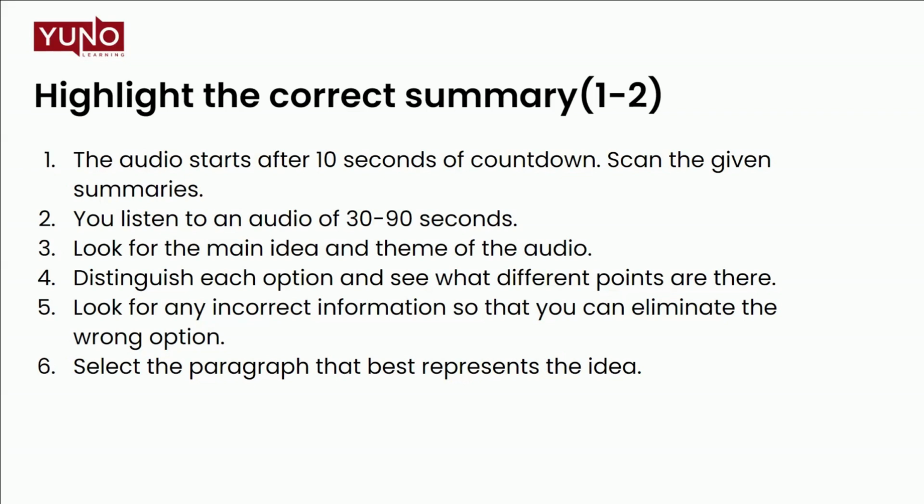Now you listen to an audio of 30 to 90 seconds. So look for the main idea and the theme of the audio. Distinguish each option and see what different points are there. Look for any incorrect information so that you can eliminate the wrong option. So when you are going through the summary options given to you, just see which summary includes something that has not been covered in the audio. And select the best paragraph, that is the paragraph that best represents the idea. So it should have the main idea of what you hear.